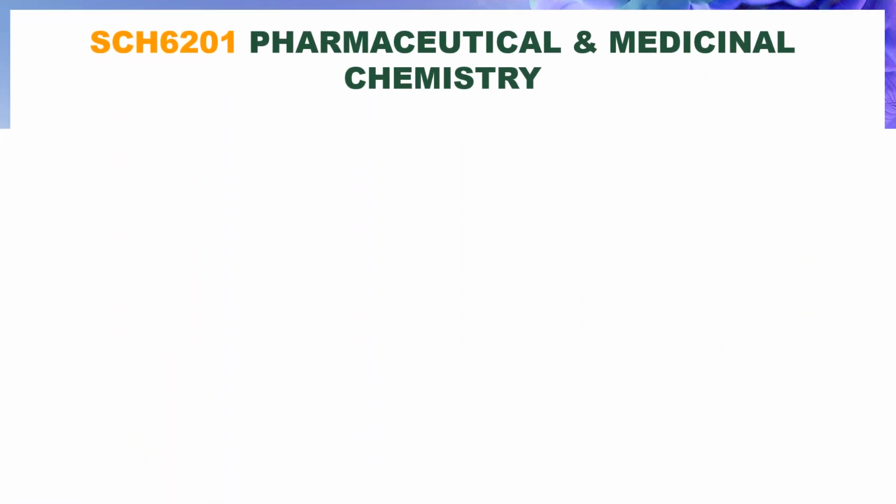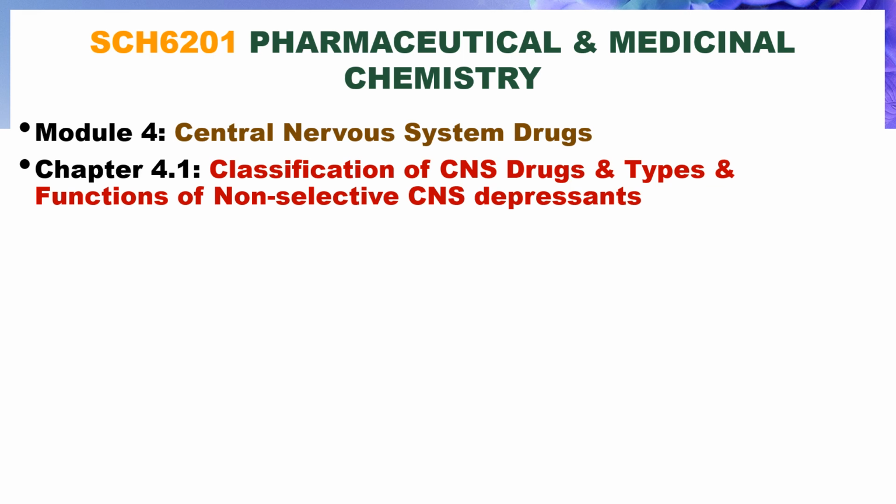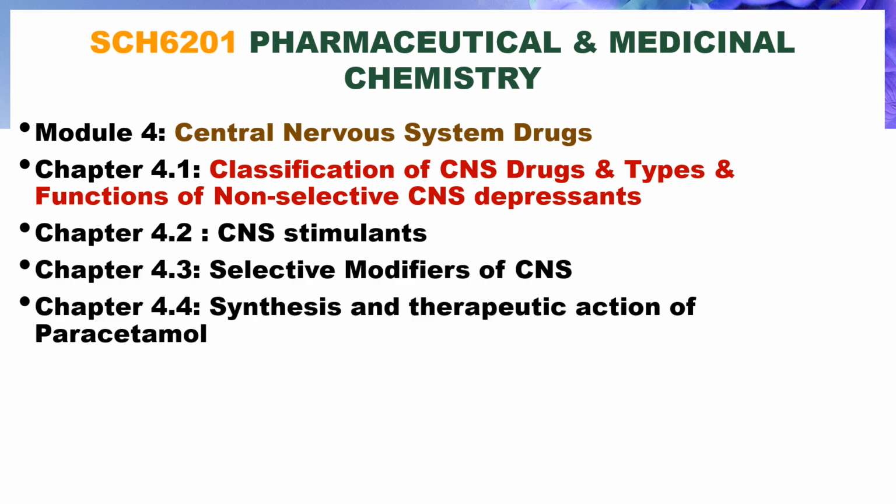Welcome to Pharmaceutical and Medicinal Chemistry, Module 4: Central Nervous System Drugs. This module is being divided into 6 chapters. Chapter 4.1: Classification of CNS Drugs, Types and Functions of Non-selective CNS Depressants. 4.2: CNS Stimulants. 4.3: Selective Modifiers of CNS.